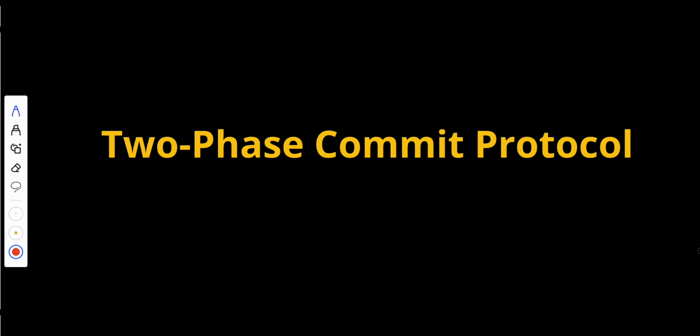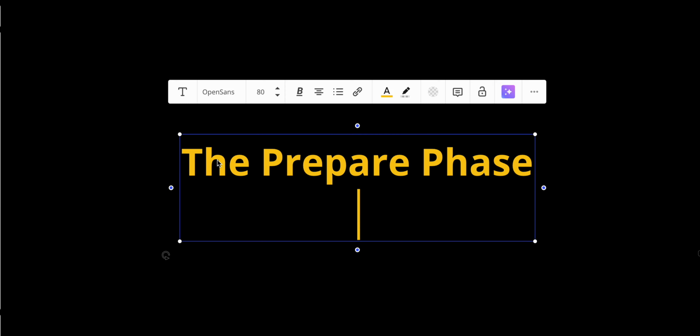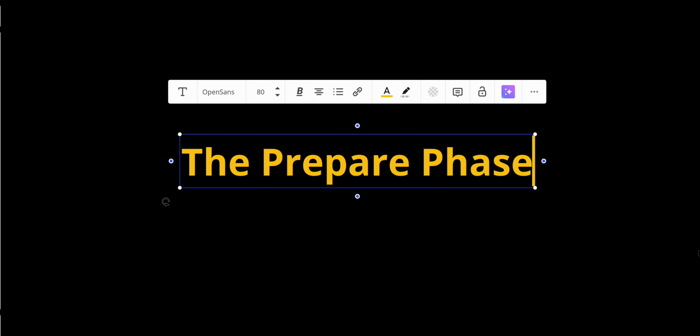Let's start talking about the prepare phase, and after that we will take an example. In the prepare phase, the coordinator sends a ready message to all participating partitions, asking if they are ready to commit their transaction. Each partition checks its readiness and responds with either yes or no. If any partition responds with no, the transaction is aborted.